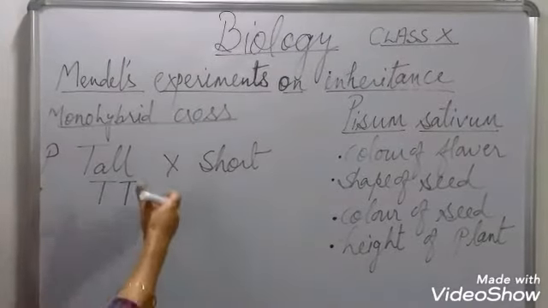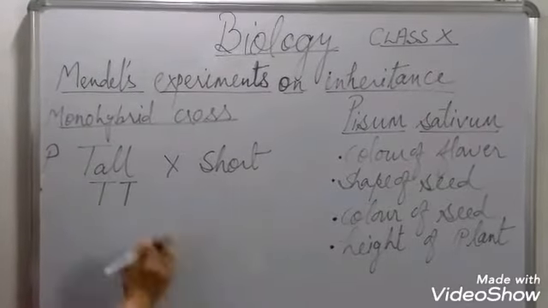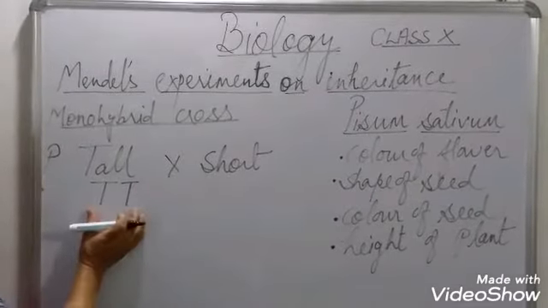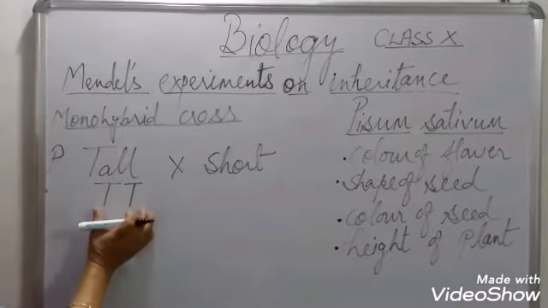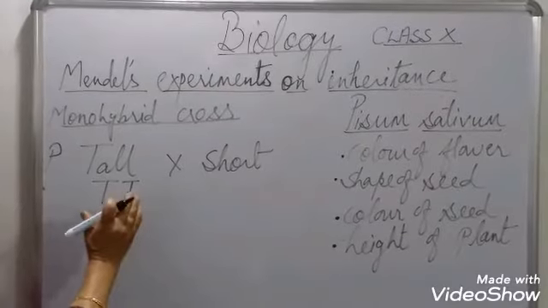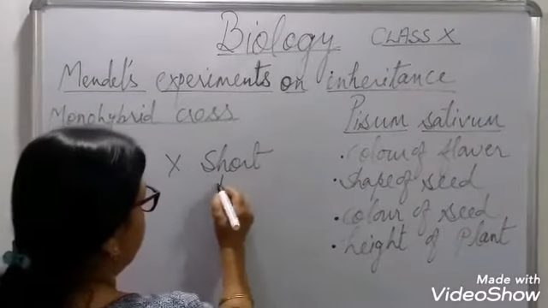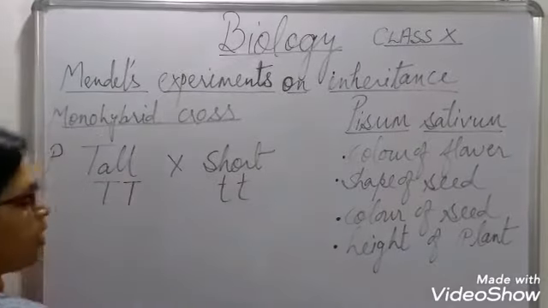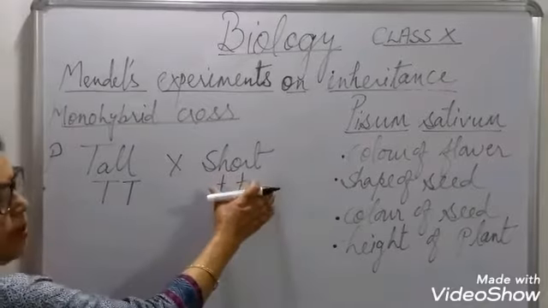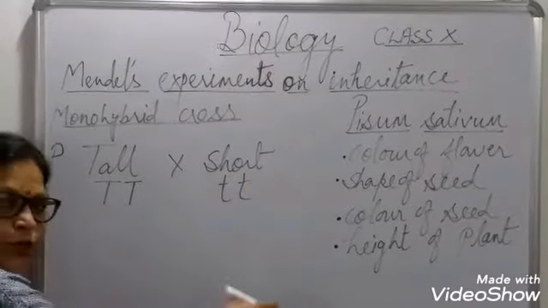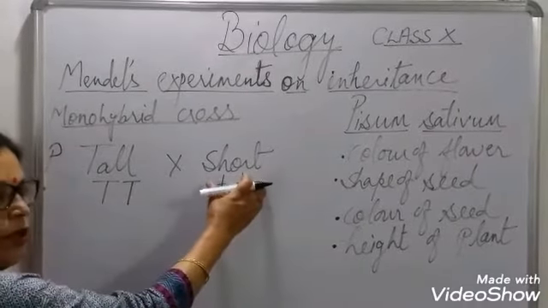The character or the trait which is visible in first generation out of these 2 is called dominant trait. So here dominant trait is tallness, and dominant traits are always symbolized by capital letters. Same way short will be written as small t as it is recessive. Now recessive trait is the trait which cannot express itself in first generation and it will remain hidden.